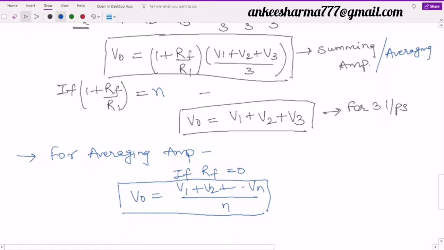Why averaging amplifier? Because in those cases it is said that 1 plus RF by R1 is the gain, and we are simply amplifying or reducing the gain. Over here it is only amplifying because 1 plus RF by R1 is greater than 1. So we are simply amplifying the average of the value. So this is also called an averaging amplifier. But if we have to go exactly to the average of this, then we have to make RF equal to 0. So this is all about your summing and the averaging amplifier for both the inverting and the non-inverting cases.